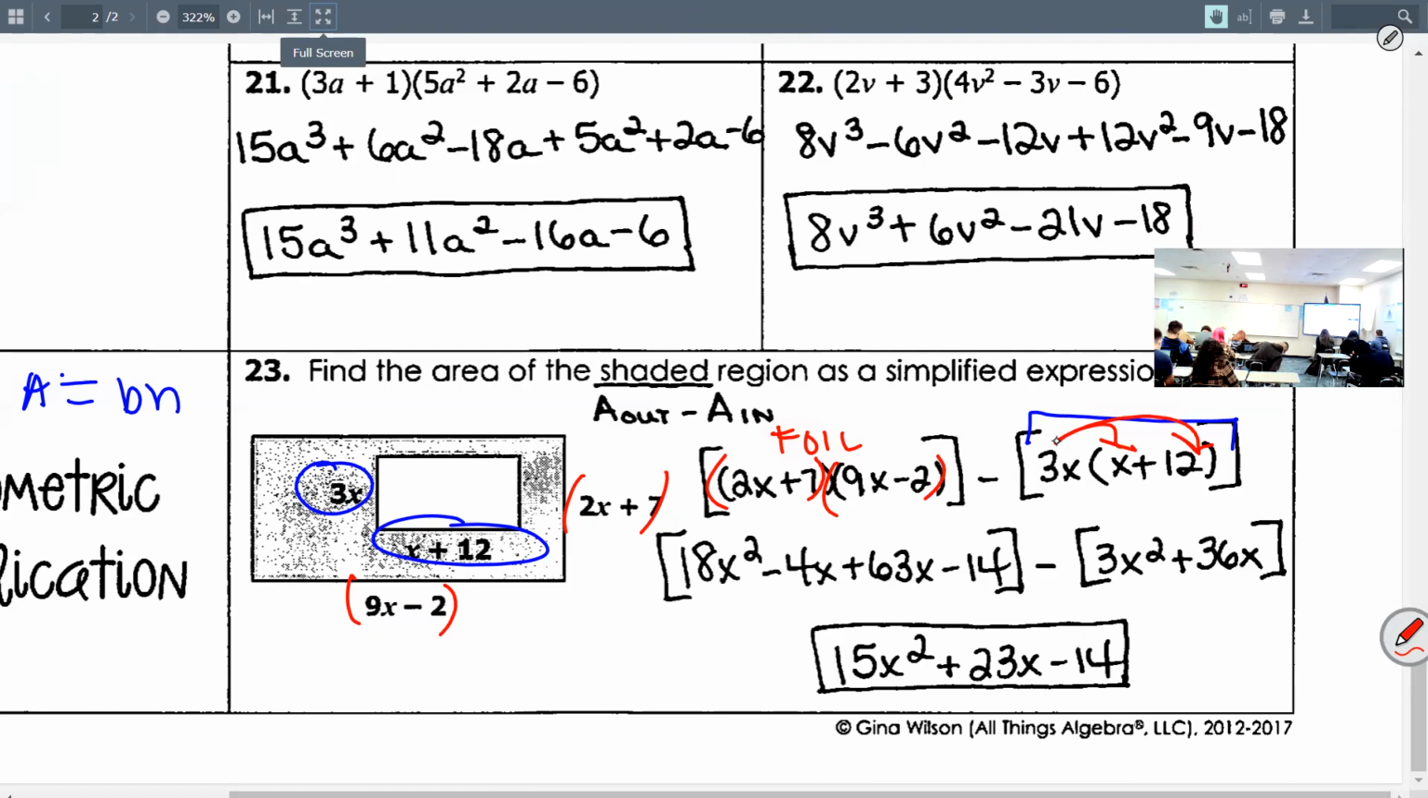So be able to find the area of rectangles, even if it's written as an expression. It's all I'm saying. All right, good. Any questions? All right, so then you have time to practice.